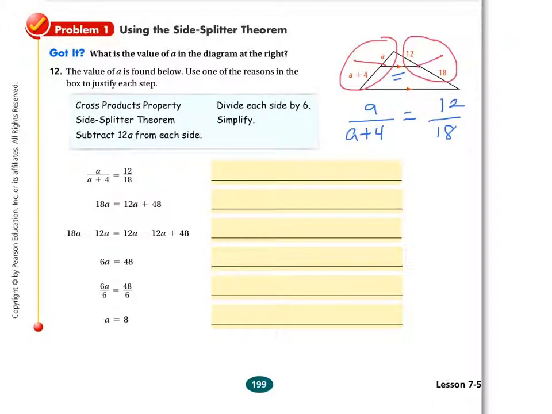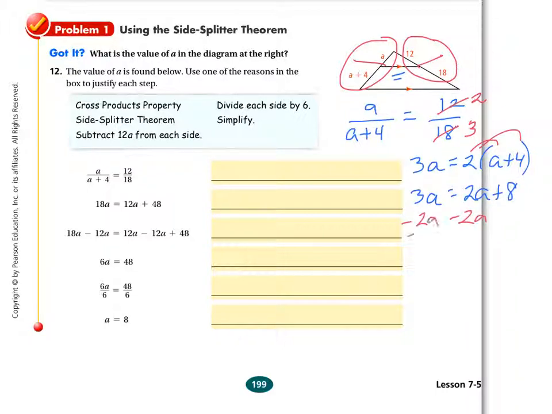Can I do something with the 12 and the 18? Simplify. I can simplify them. What goes into both 12 and 18? Higher than 2? 6. 6 goes into 12 twice, and 6 goes into 18 3 times. So really what I have is 3 times A equals 2 times A plus 4. Then distribute your 2, and we have 3 times A is equal to 2A plus what? 8. Then subtract your 2A, because we want to collect our A's on one side, and we get A is equal to 8. And the question says, what is the value of A in the diagram?